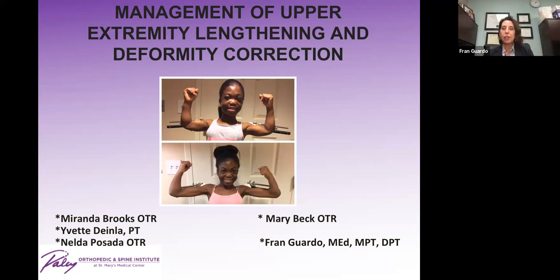The upper extremity lengthening is, oh, why is that not moving? Hold on. There we go.